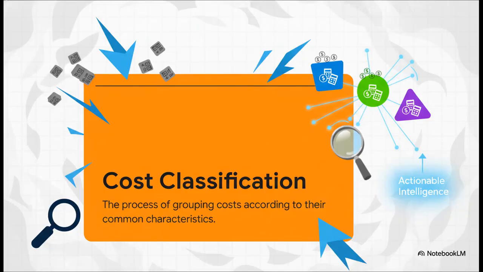The ultimate solution to that chaos? It's a concept called cost classification. Officially, this is defined as the process of grouping costs according to their common characteristics. Now, I know that sounds pretty simple on the surface, but this is the ultimate tool that management accountants use to bring order to ledger chaos. By sorting these costs into specific, logical little buckets, we're basically transforming raw, overwhelming data into real, actionable intelligence.